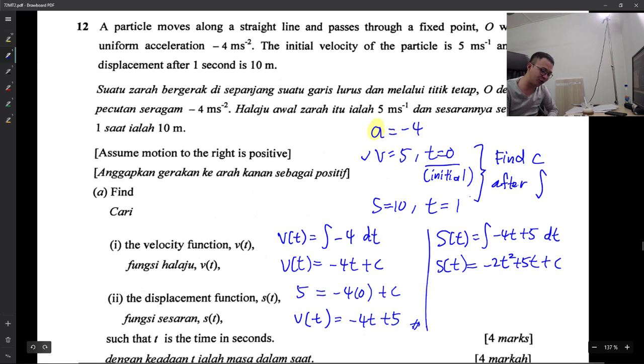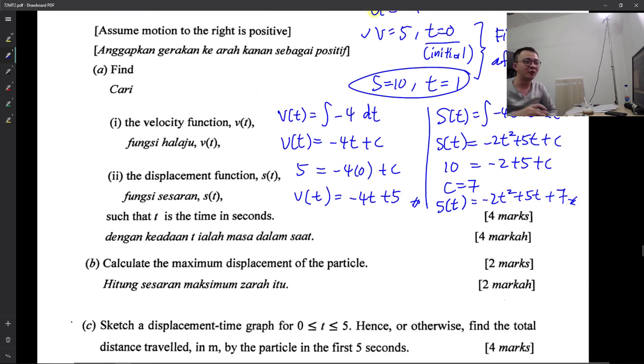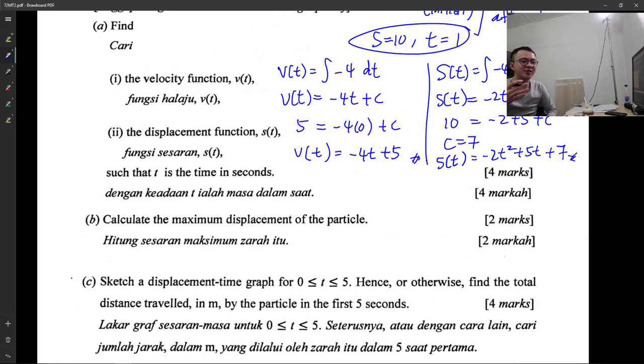So in order to find c, I'm going to use the second piece of information here. s equals 10, and then this will become negative 2 plus 5 plus c, so c equals 7. So therefore, my equation for s of t, not enough space here, should be negative 2t squared plus 5t plus 7. Alright, so this is how to get the displacement and velocity. You need to know when you need to differentiate and when you need to integrate. Initial velocity always means t equals 0. Even initial acceleration also means t equals 0. Initial displacement also means t equals 0.